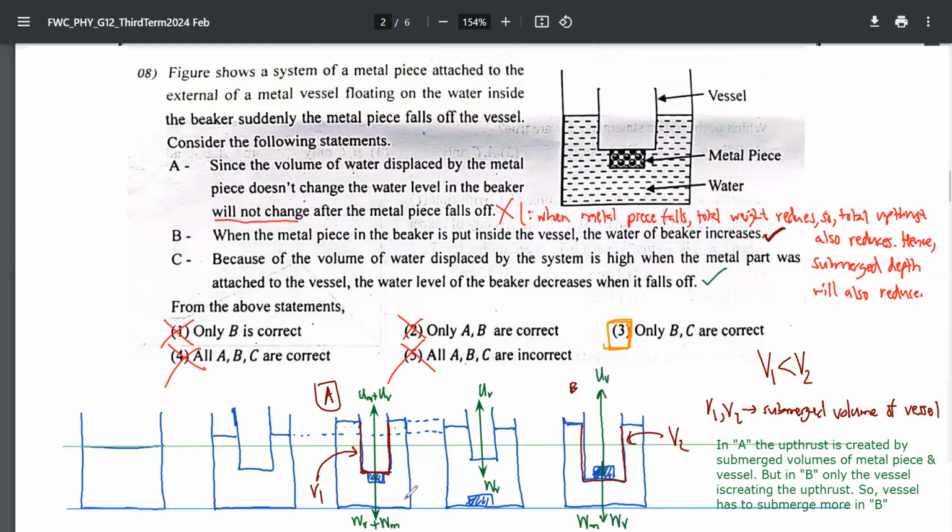I'll repeat. The weight in both these instances is the same, so the upthrust should be equal. But here, upthrust is created by both the vessel as well as the metal piece, while here it is created only by the vessel. Therefore, the vessel has to sink more in the last situation. And that's why B is correct, because when the vessel sinks more, the water level on either side in the beaker will go up. That's why B is correct.